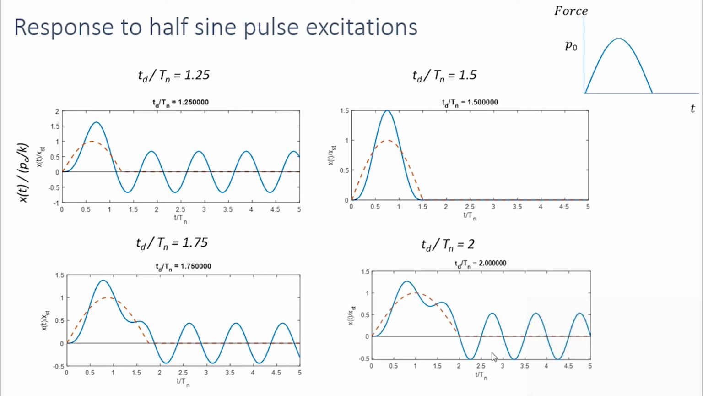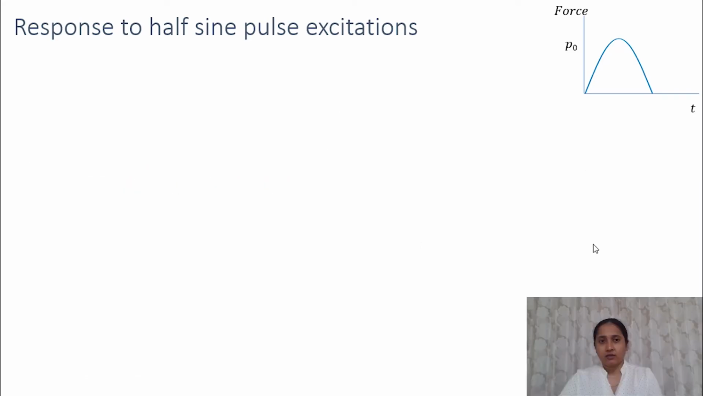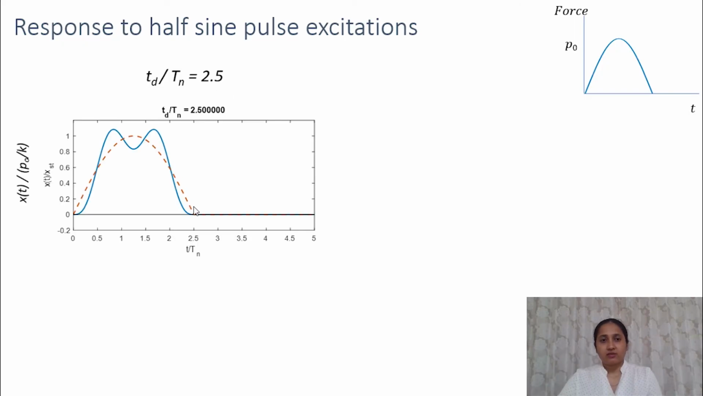This pattern continues when Td by Tn is equal to 2 as well, and when Td by Tn is equal to 2.5, the maximum response happens during the pulse. At the end of the pulse, the displacement and velocities are 0, so there's no free vibrations. So this is similar to Td by Tn is equal to 1.5. So for this, there's no free vibration phase.